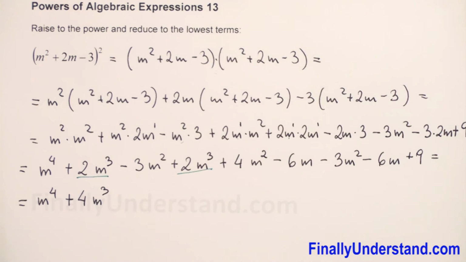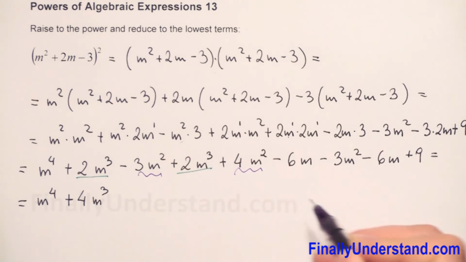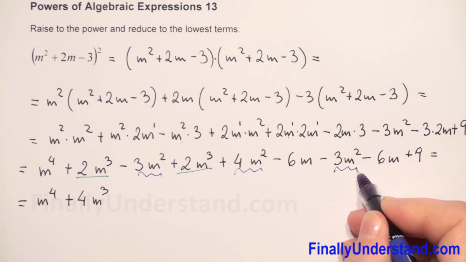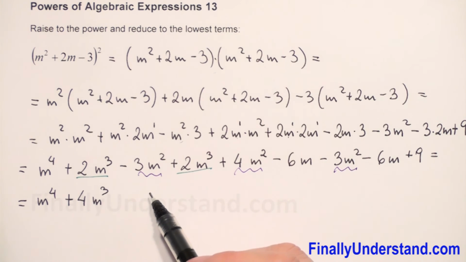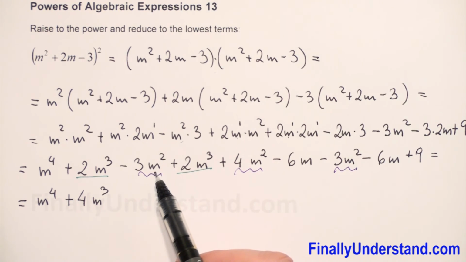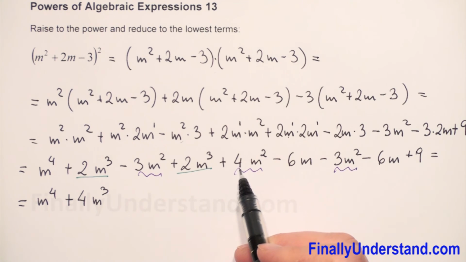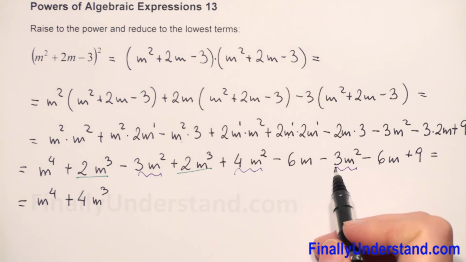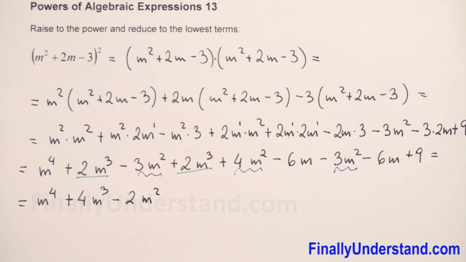Next we have negative 3m squared, positive 4m squared, and negative 3m squared. So how do we do this? We have to just add or subtract the coefficients and keep the same variable m squared. We have to rewrite. So negative 3 plus 4 is 1. 1 minus 3 is negative 2. And we copy m squared.